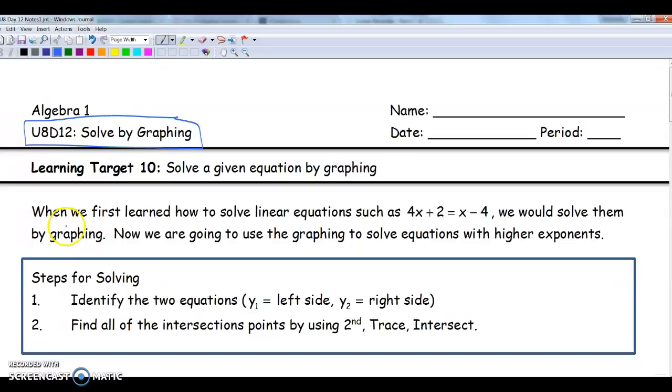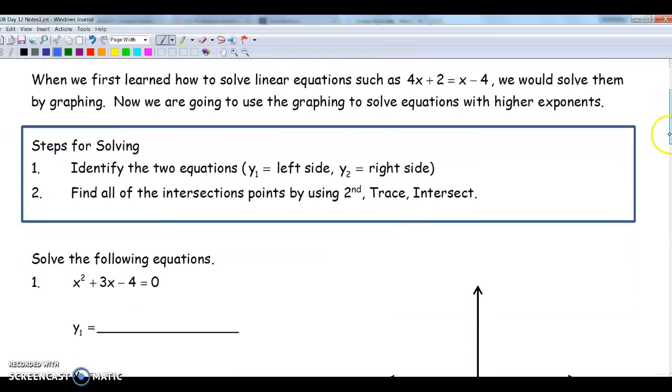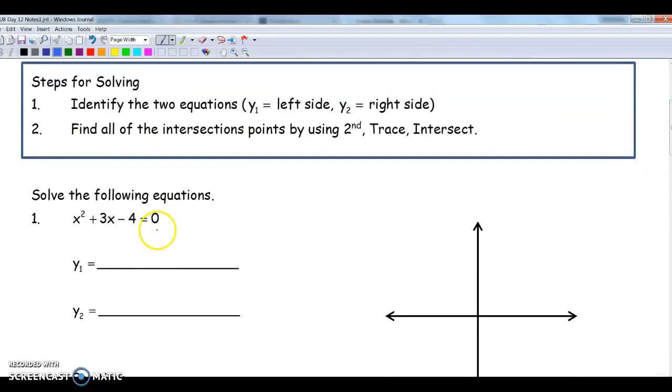Alright, let's get started. So we learned a long time ago how to do something like 4x plus 2 equals x minus 4. You solve for x and you say x equals this, x equals that. Now what we're going to be doing is looking at something like x squared plus 3x minus 4 equals 0. We're going to identify what the y1 and the y2 is, which we've done before, and then we're going to find the intersection points by doing second trace intersect, which we've also done many times before. If there's more than one intersection point, you'll have to do the second trace intersect as many times as there is an intersection point. So y1 will always just be the left side, x squared plus 3x minus 4, and y2 is going to end up being 0.